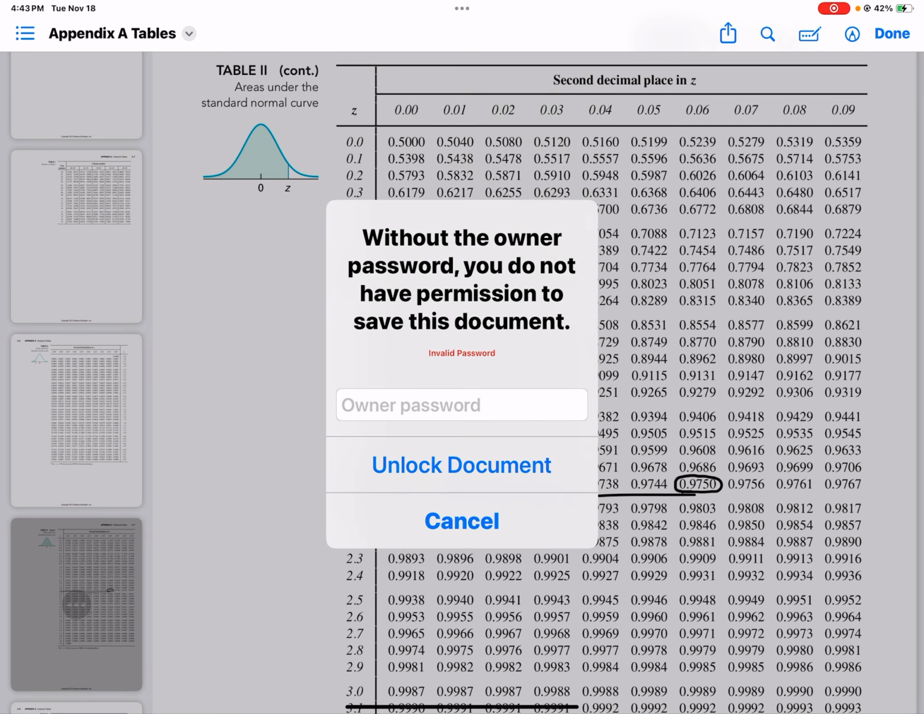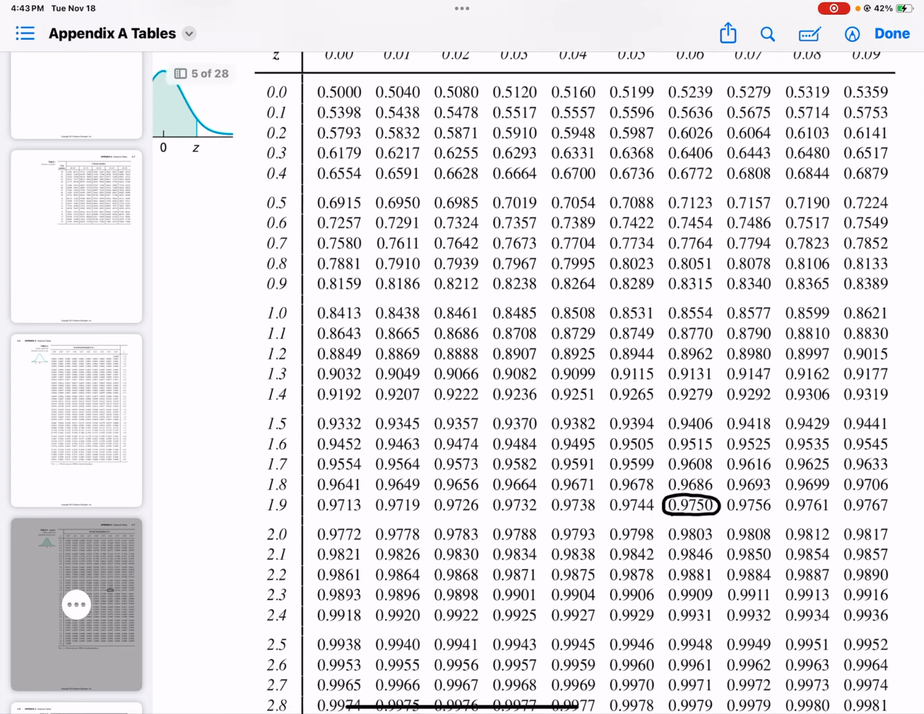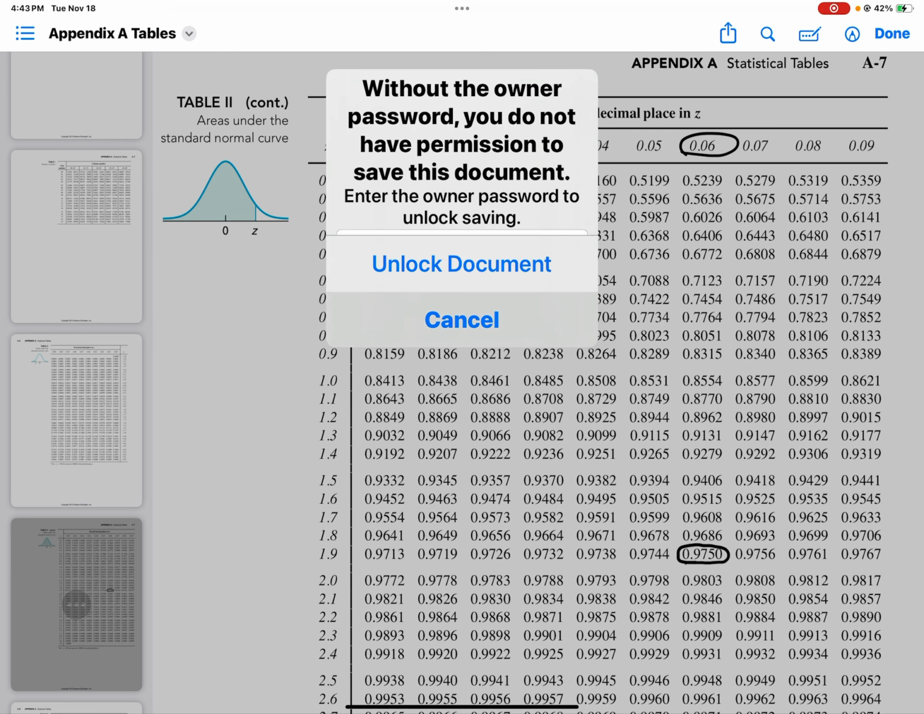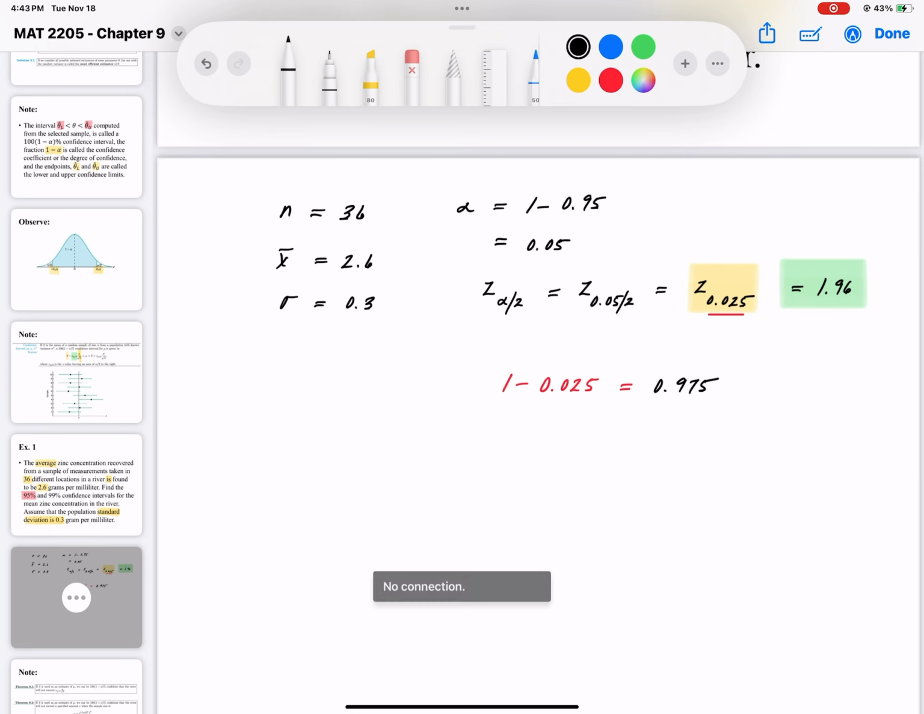Without the owner password, you do not have permission to save this. Okay, do you see, I'm not going to be able to write on this. I'm not sure why, but do you see 1.96? Hopefully you see that. 1.96. Okay, that's going to be annoying me the whole time. Anyway, so that's how you would get it if you had to do it the long way, okay?